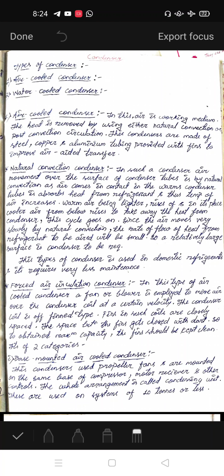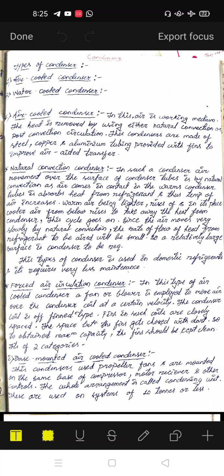So, types of condenser. The first type is the air cooled condenser, and the second one is the water cooled condenser. So what is an air cooled condenser? In this air cooled condenser, air is the working medium. As the name suggests, air is the working medium.